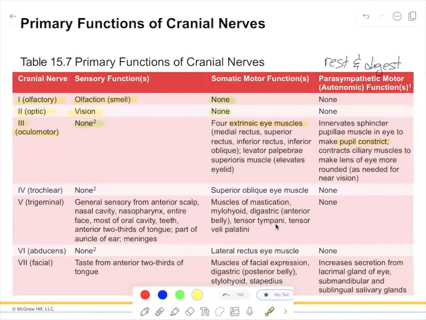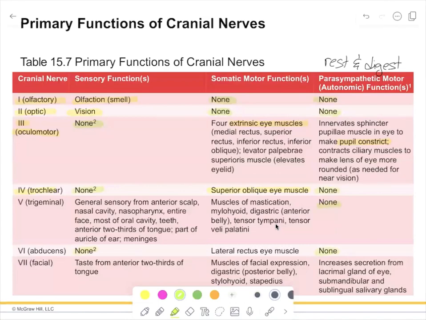semester. The fourth cranial nerve is called the trochlea, and it has no sensory function. It controls an eye muscle. Notice that it has no sensory, so wherever there's no, I'm going to highlight it in a different color.